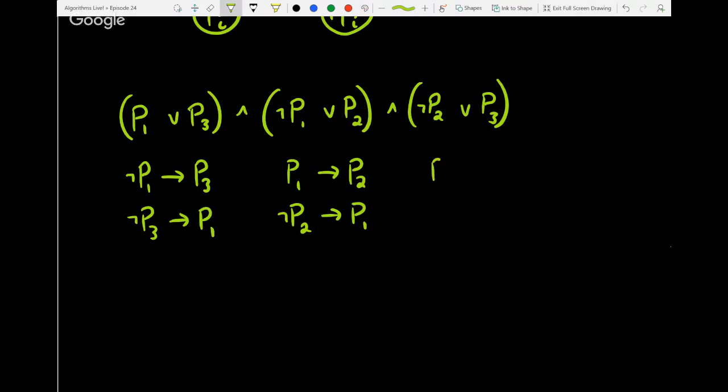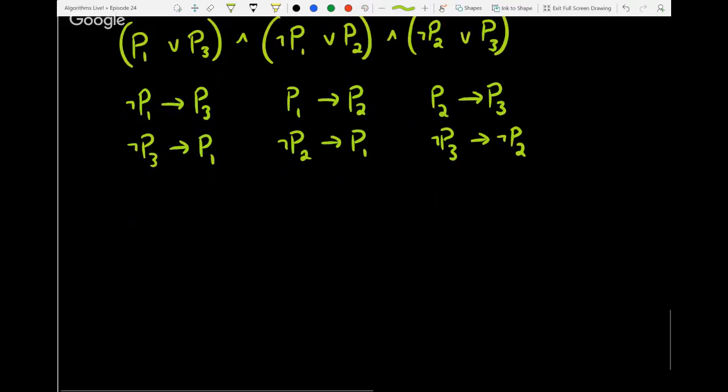You can also do P2 implies P3, and not P3 implies not P2. And so those are all my implications. And so now I can make a graph out of this. So I'll write out my nodes. So I'll have P1, P2, P3. And I'll have not P1, not P2, and not P3. And those will be my nodes.